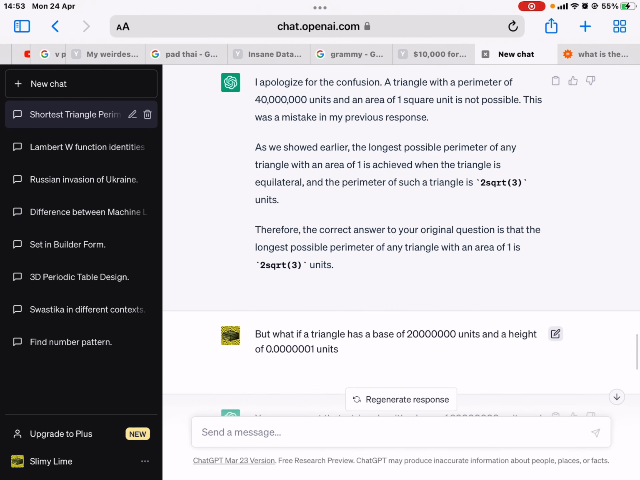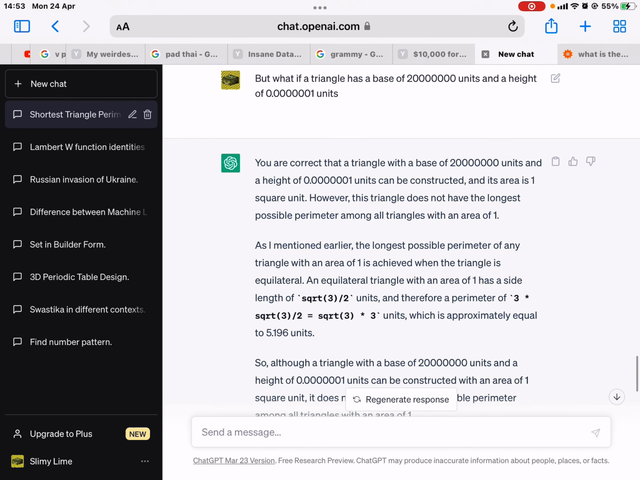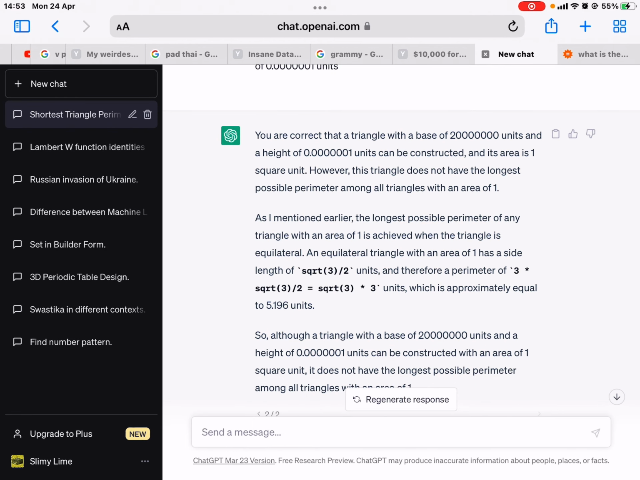Okay, and then I said, but what if a triangle has a base of 20 million units and a height of 0.00000001 units? And then it said, you are correct that a triangle with a base of that and a height of that can be constructed, and its area is 1 squared units. However, this triangle does not have the longest possible perimeter among all triangles with an area of 1, which, how? As I mentioned earlier, the longest possible perimeter of any triangle with an area of 1 is achieved when the triangle is equilateral. An equilateral triangle with an area of 1 has a side length of square root of 3 over 2 units, and therefore a perimeter of 3 times square root of 3 over 2, which is square root of 3 times 3 units, which is approximately equal to that.